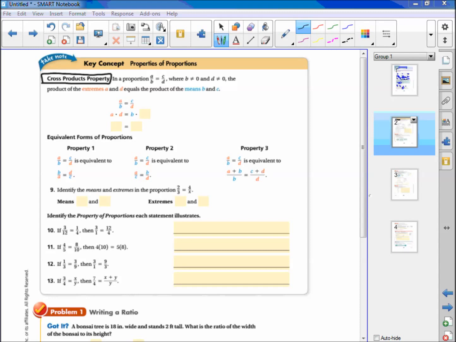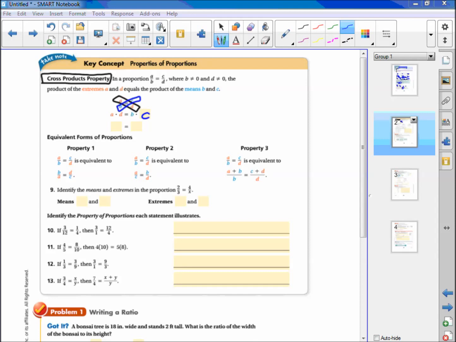Okay, so if the proportion is A over B equals C over D, and the two bottoms are not 0, then we could do the cross products here. So A times D, which is called the extremes for some reason, is equal to B times C, which are the means. So the means and the extremes are equal to each other. Okay, so AD is the same as B times C.